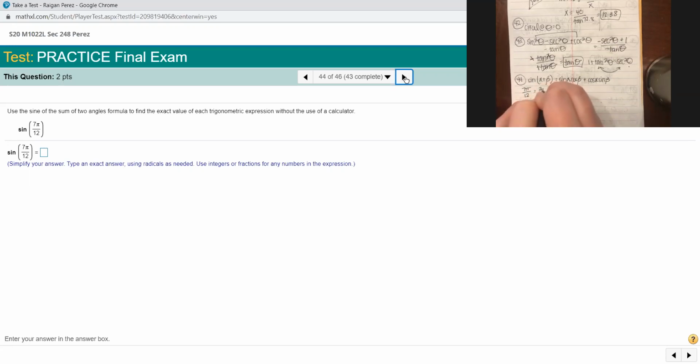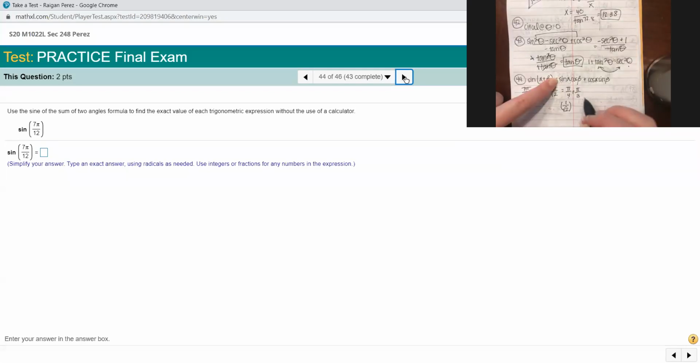Okay, so what two things can we add together to get 7 over 12? I would do 3 and 4 because they can both simplify. That's the same thing as pi over 4 plus pi over 3. So this is my alpha and this is my beta. Okay, so I'm looking for sine of pi over 4, which is 1 over square root of 2.